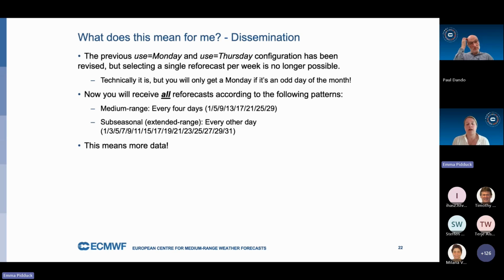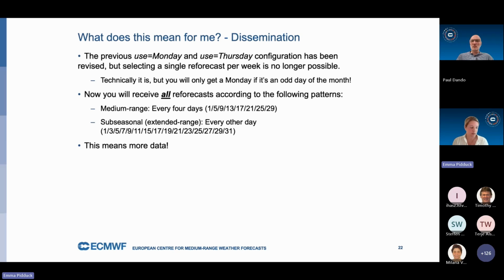The other thing to note is that users will now receive all reforecasts. Because of the nature of the 13579 or the 159, now we will send you all reforecasts. And this does mean more data for you. So you need to be prepared.